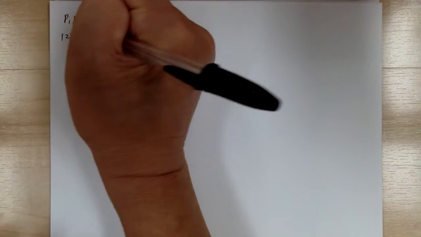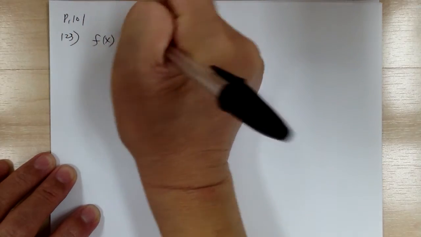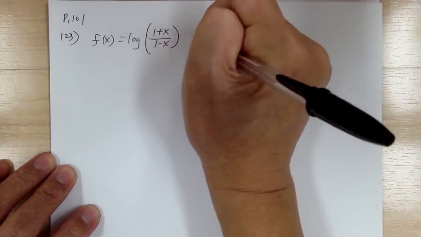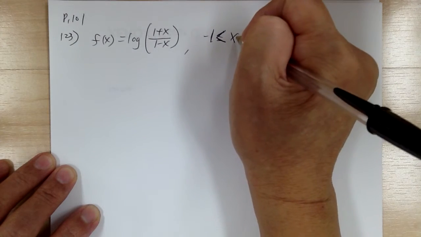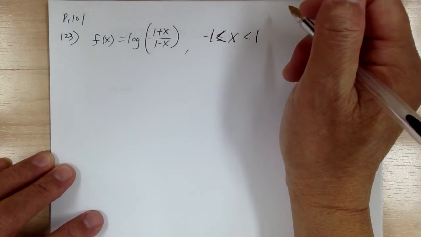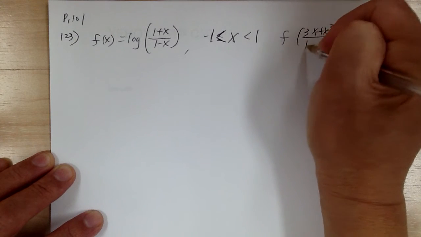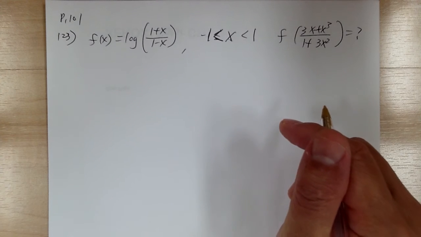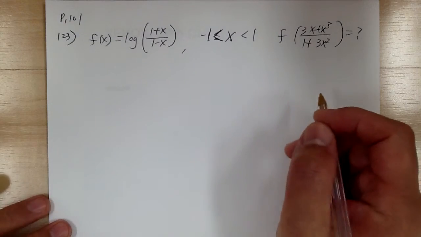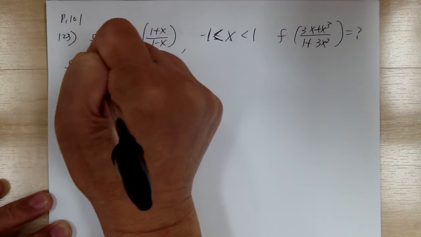Okay, let's go to the next one. It says if f of x equals log of (1 plus x) over (1 minus x), for negative 1 less than x less than 1, then you're looking for f of (3x plus x cubed) over (1 plus 3x squared). So you're looking for this in terms of f of x. This one is fairly straightforward, but it's a little bit long and tedious. So you put it right over here.